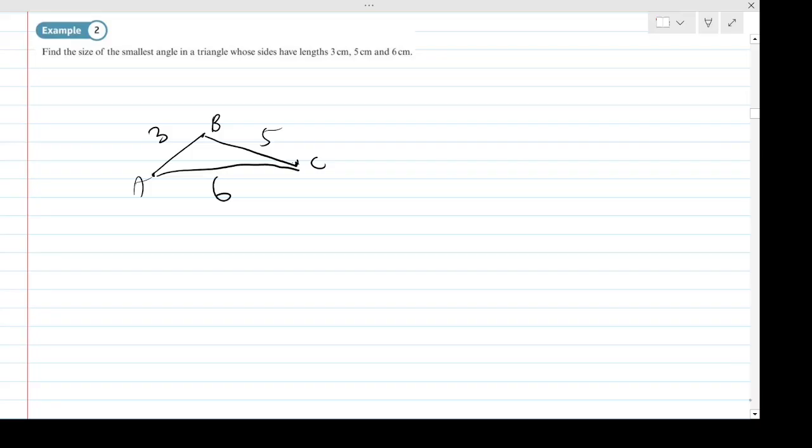So just sketch the information, basically. Sketch this triangle with these lengths. Now, the smallest angle. Hopefully you can spot from the sketch that it's going to be this angle here. That looks like the smallest angle. And the smallest angle basically faces the smallest side, essentially. So that is where the smallest angle is.